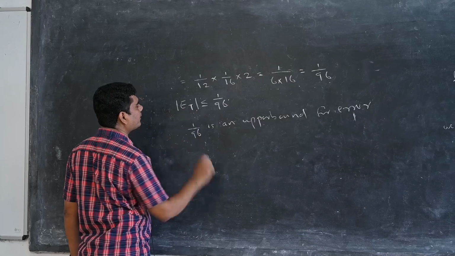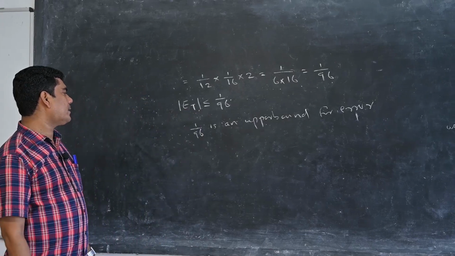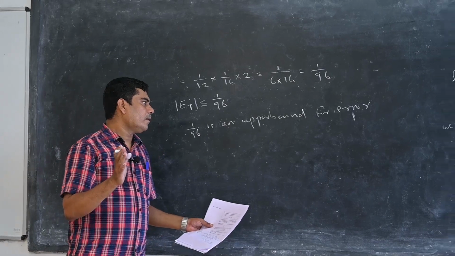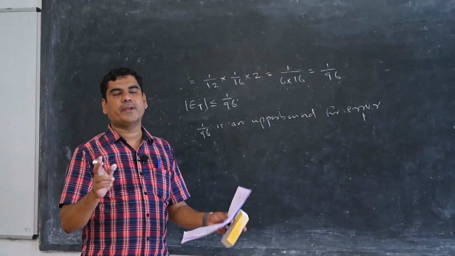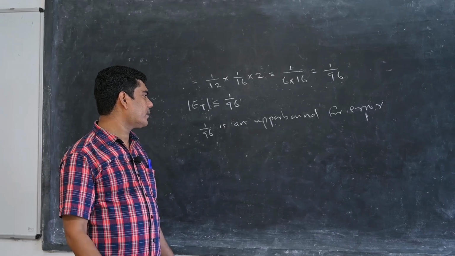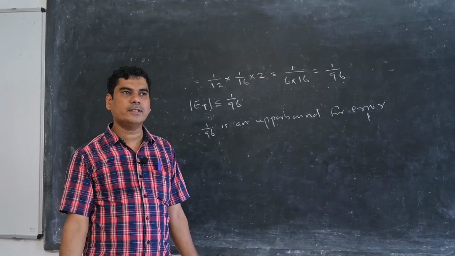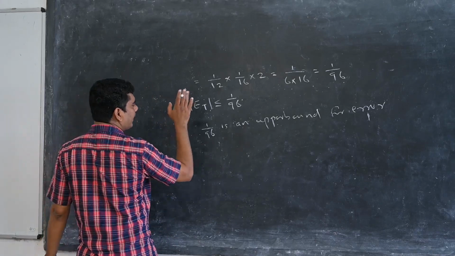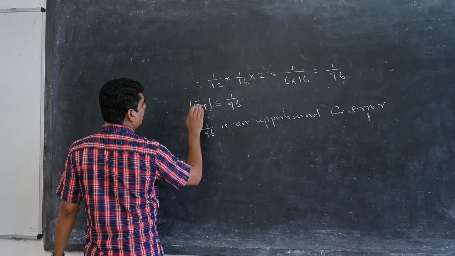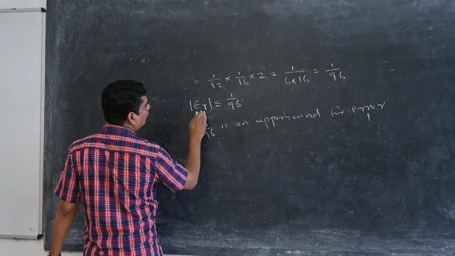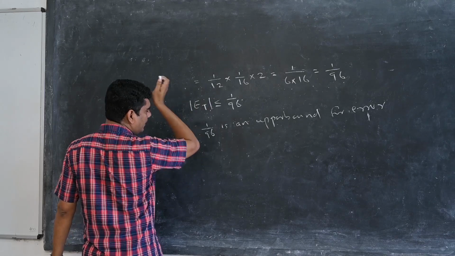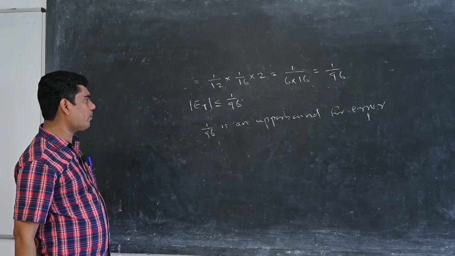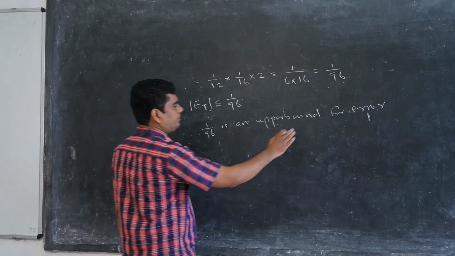Mod E of t is less than or equal to 1 by... That is, if we find the approximate value of integral 1 to 2 x square dx using the trapezoidal rule with subinterval length h equal to 1 by 4, then the error mod E of t is less than or equal to 1 by 96. 1 by 96 is an upper bound for error.